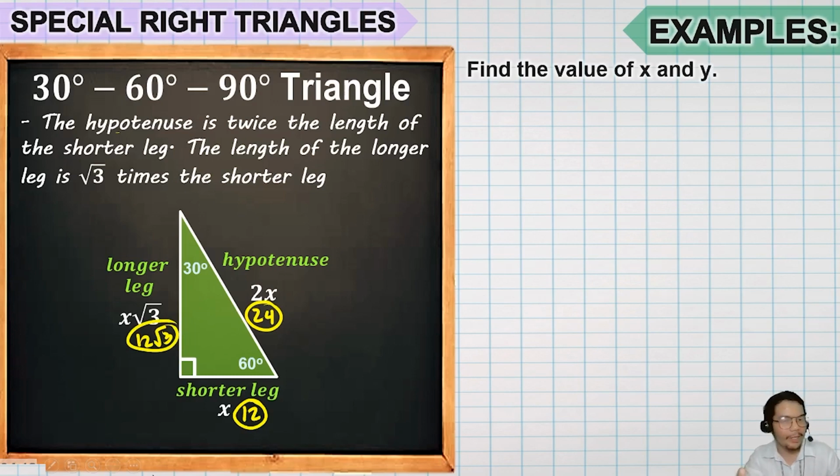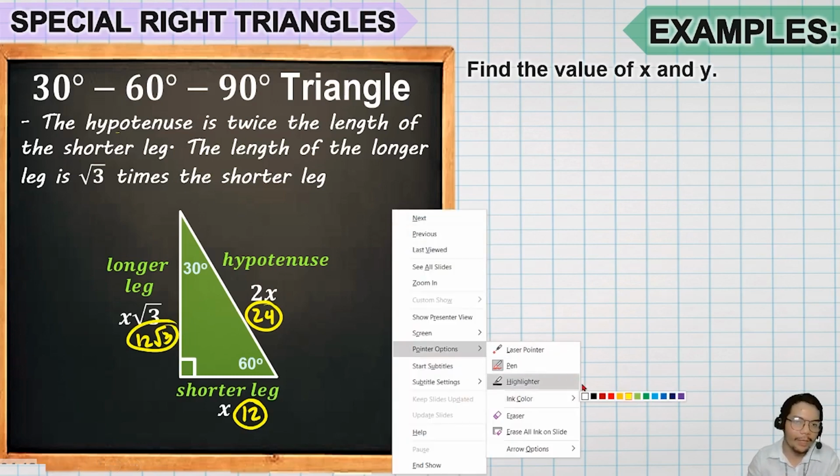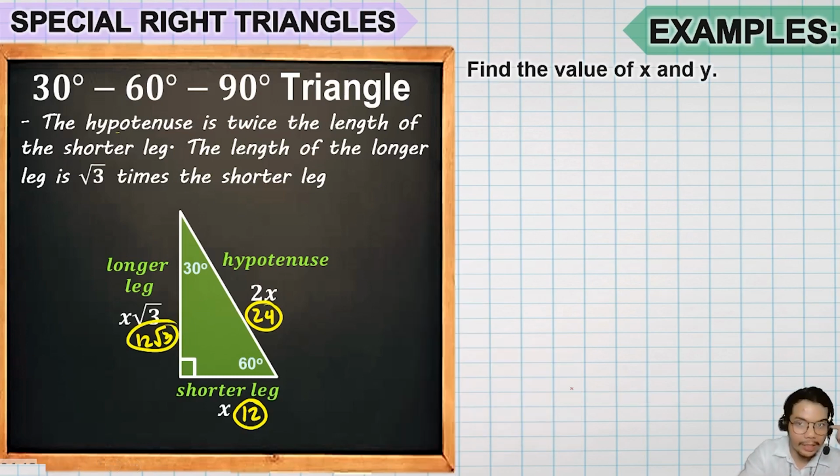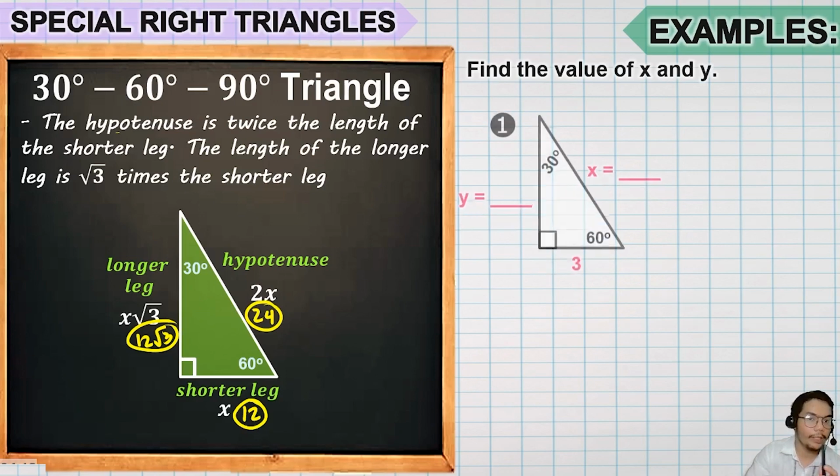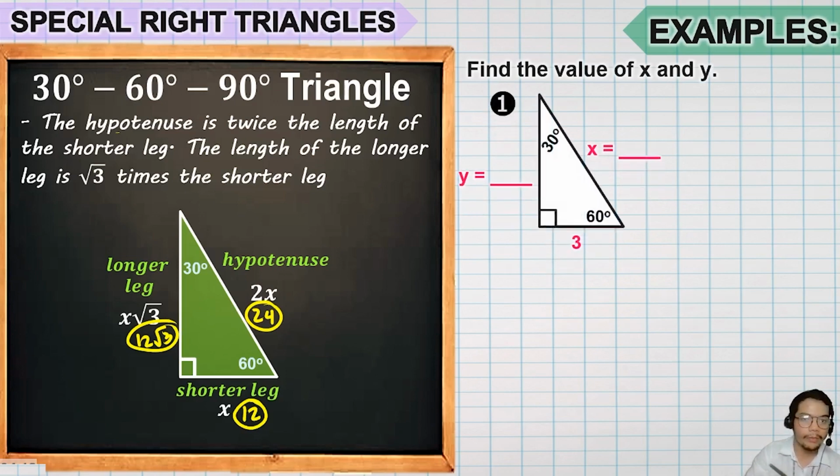Now, para mas maintindihan natin kung paano natin ina-apply yung mga relationship na to pagdating sa sides nitong 30, 60, 90 triangle, let's have this given example. Let's identify or find the value of x and y in the following. Let's have number 1. So, una, tignan mo muna, 30, 60, 90 triangle ba to? Yes, because the angles inside this given right triangle are 30 degrees, 60 degrees, and also 90 degrees.